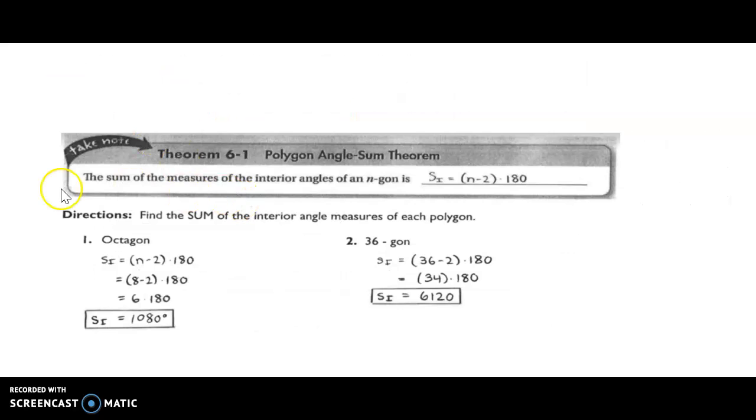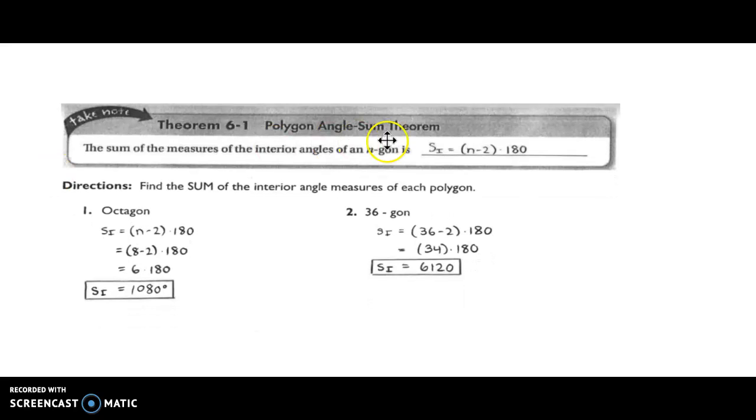Okay, so that's the theorem here, the polygon angle sum theorem. A couple examples here. Find the sum of the interior angle measures of each polygon. So for a 36-gon, meaning 36 sides, I think we're using SI for the sum of the interior angles. It's 36 minus 2, so there are 34 triangles, and then times 180.